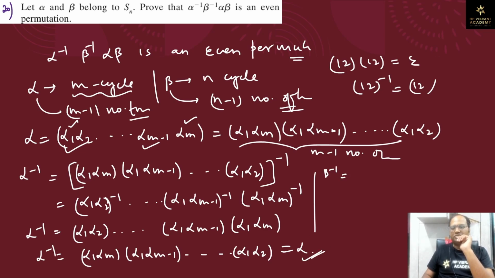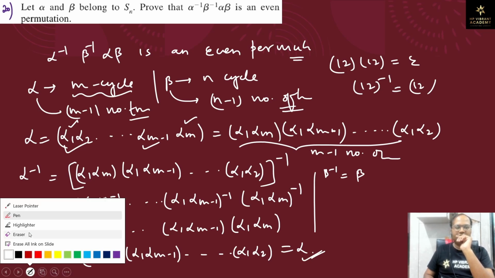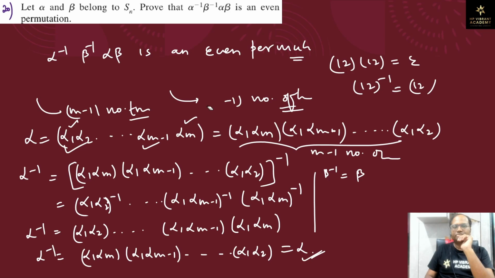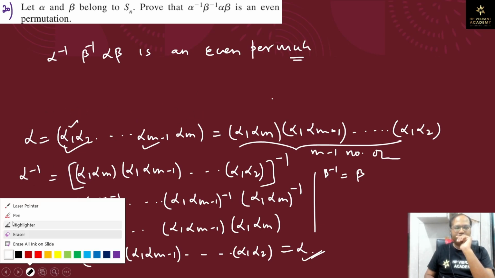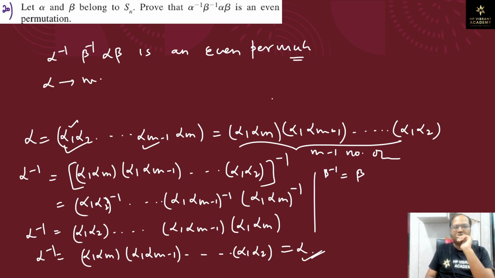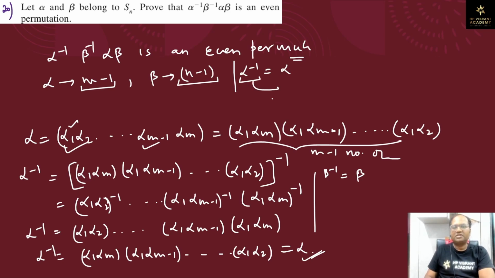सिमिलरली बीटा इन्वर्स इज इक्वल टू बीटा. लेट अस राइट डाउन द नंबर ऑफ ट्रांसपोजिशंस. देखो, अल्फा में कितने नंबर ऑफ ट्रांसपोजिशन है, m minus 1. बीटा में कितने नंबर ऑफ ट्रांसपोजिशन है, n minus 1. बिकॉज वी हैव टेकन अल्फा एज m साइकिल, तो m साइकिल होगा तो m minus 1 नंबर ऑफ ट्रांसपोजिशन देगा. और बीटा n साइकिल, तो n minus 1 नंबर ऑफ ट्रांसपोजिशन. और अल्फा इन्वर्स की वैल्यू अल्फा है, तो अल्फा इन्वर्स में m minus 1. सिमिलरली बीटा इन्वर्स में n minus 1 number of transpositions, because beta inverse is equal to beta.